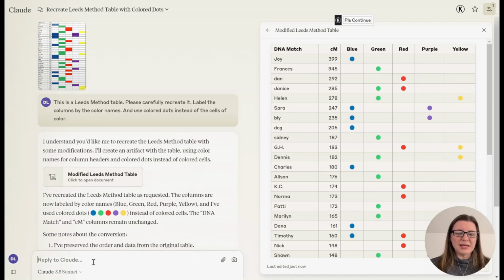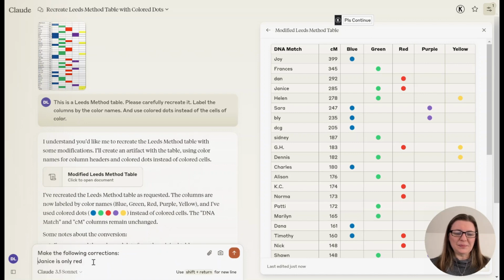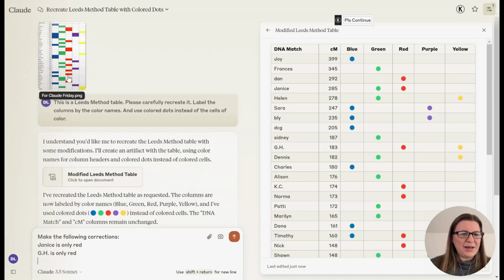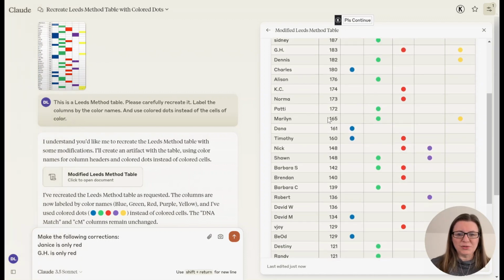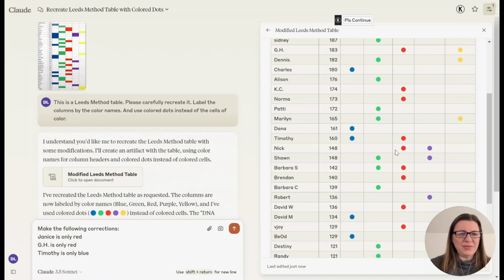But Janice is only red. And I'm going to say make the following corrections. And I hope there aren't many following corrections. And this is where the first time did fantastic, and then I had some problems. Okay, 3 blues and 2 purples. That's right. Then it goes green, red, green, with a yellow, green, red, green, but GH should only have red. GH is only red. And then we have the green, yellow. Then it should go blue, green, red, red, blue, green, red, red, green, green, green, green with a yellow. Good. And then 2 blues. Good. Except for Timothy should only be blue. Timothy is only blue. And then we've got some extra purples.